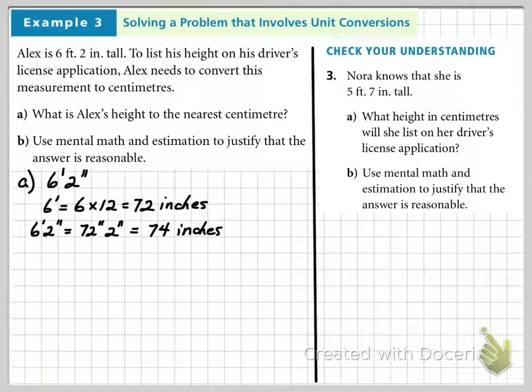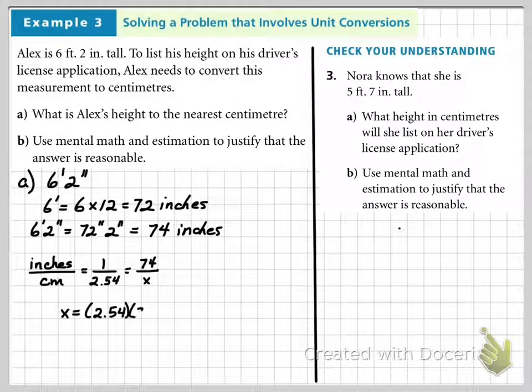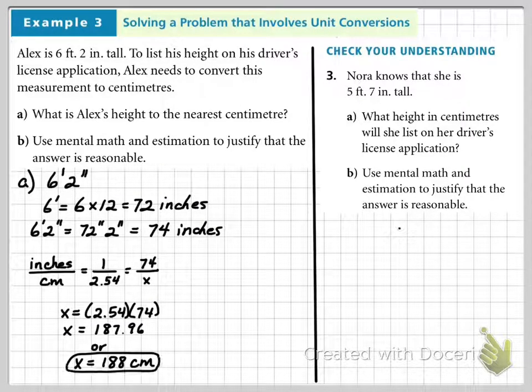So now we can do a conversion. If we have inches to centimeters, we can say 1 inch is 2.54 centimeters. So therefore, we can now say 74 inches is going to be x centimeters. Cross multiplying, x is 2.54 times 74, or 187.96, or rounded to the nearest centimeter, 188 centimeters.